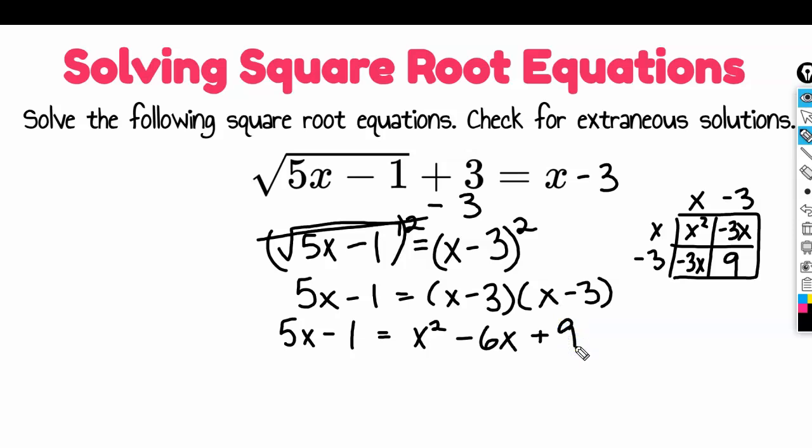And then once I get to this point, I see that this equation does not have a square root in it anymore. It is squared. If I only have squared in my equation, then the way I solve it is by setting it equal to 0. So I get rid of this stuff over here. Minus 5x plus 1. So now this is 0 equal to x squared minus 11x plus 10.